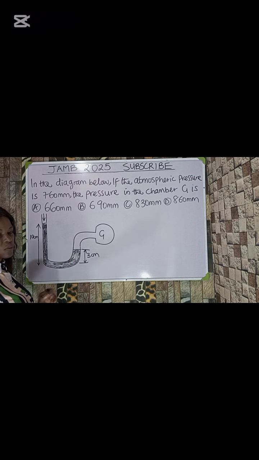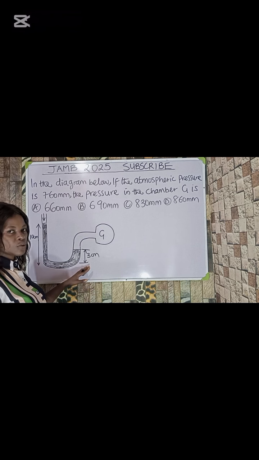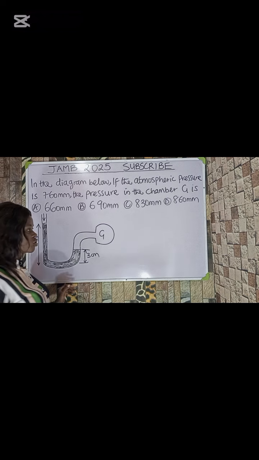What are you going to do? You subtract, okay? So for you to get the total pressure is going to be what? Atmospheric pressure minus the difference. You understand? So what is the difference between this? Difference between it is 10 minus 3. That gives us 7. Do we understand?